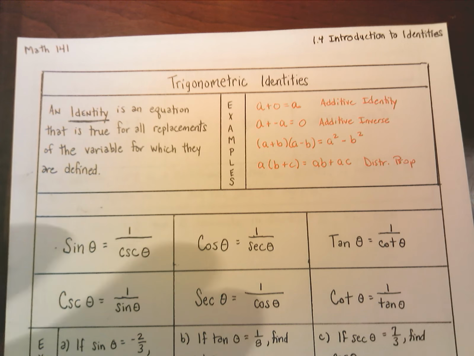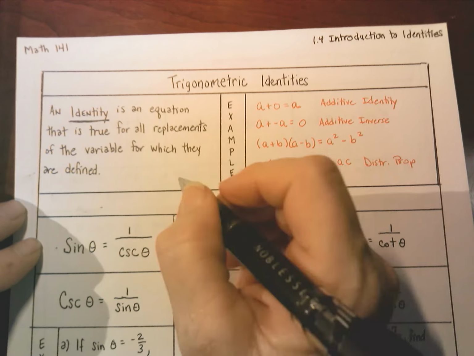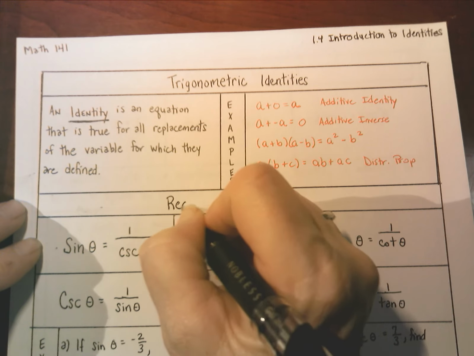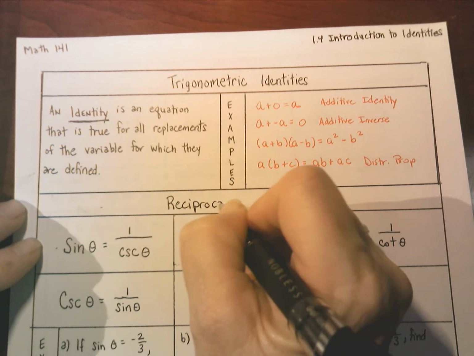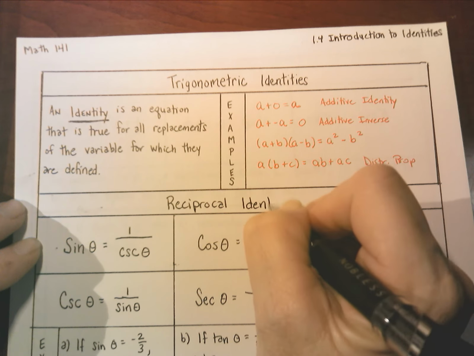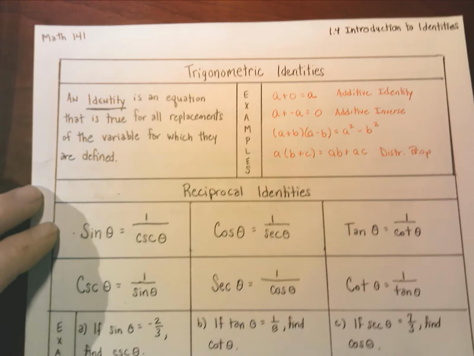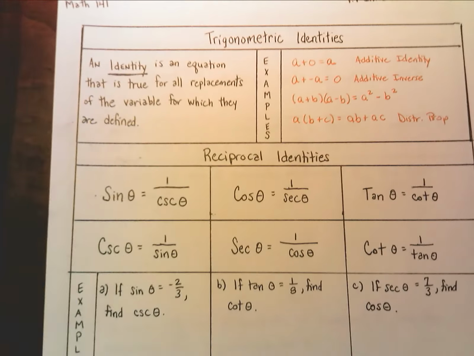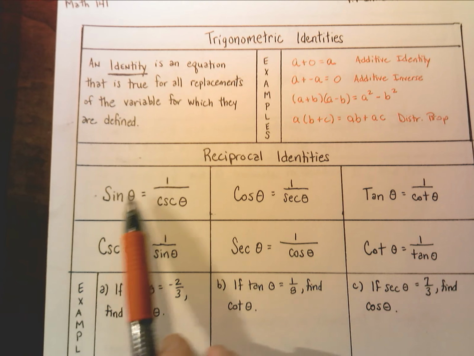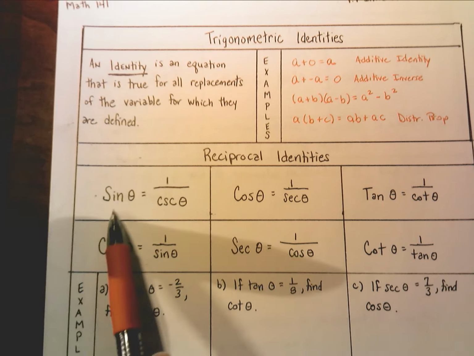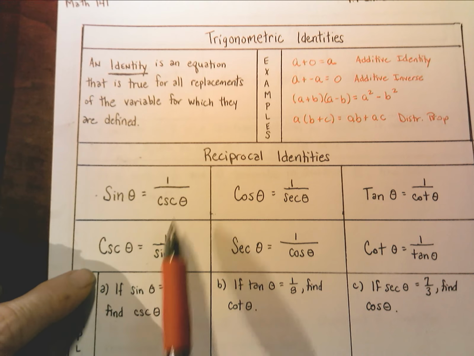Okay, so now let's jump in and look at some trigonometric identities. These are called reciprocal identities. Reciprocal identities are exactly what they say they are: every trig function is the reciprocal of another function. For example, if you just remember, sine and cosecant pair together. Sine is equal to 1 over cosecant. Cosecant is equal to 1 over sine. So they're just reciprocals of each other.